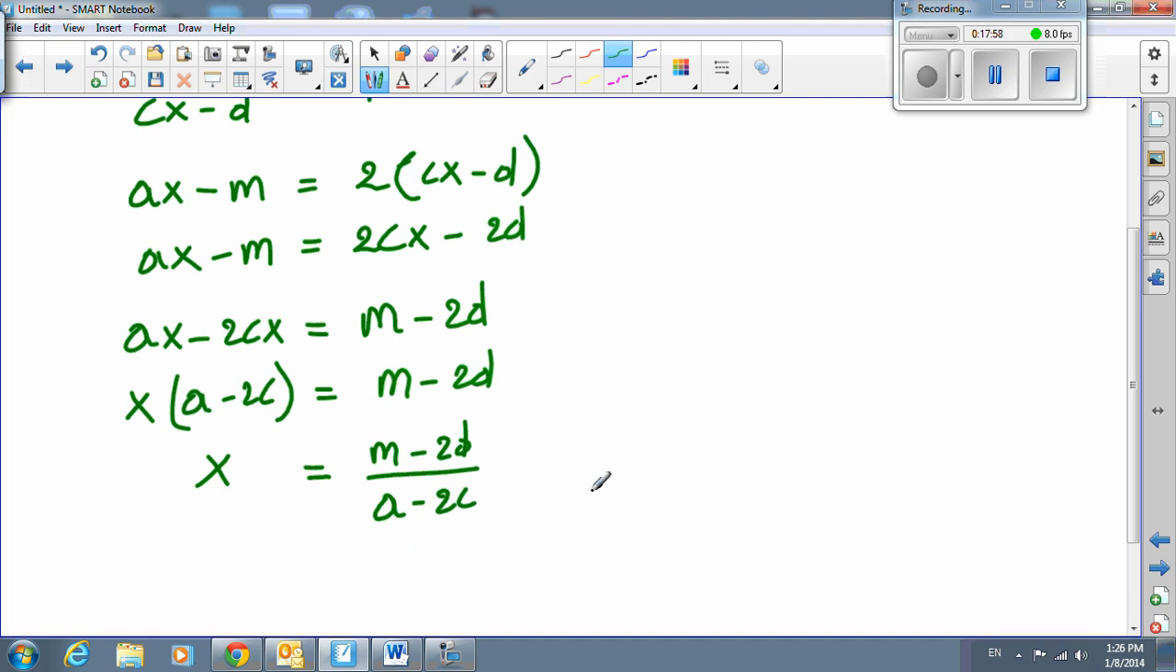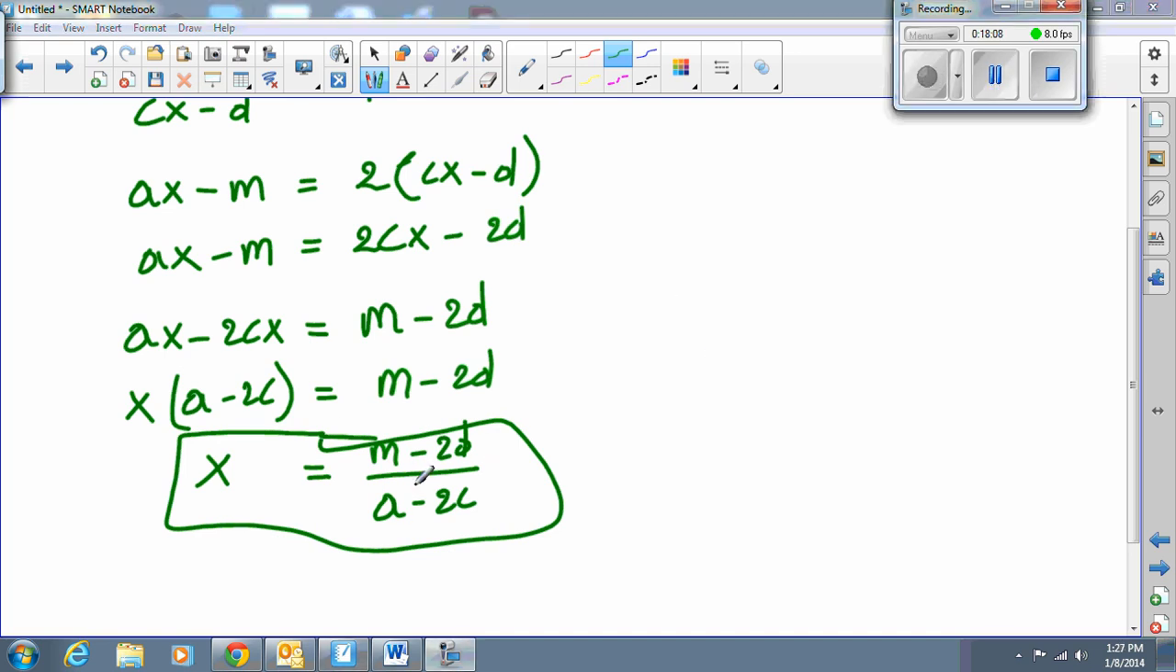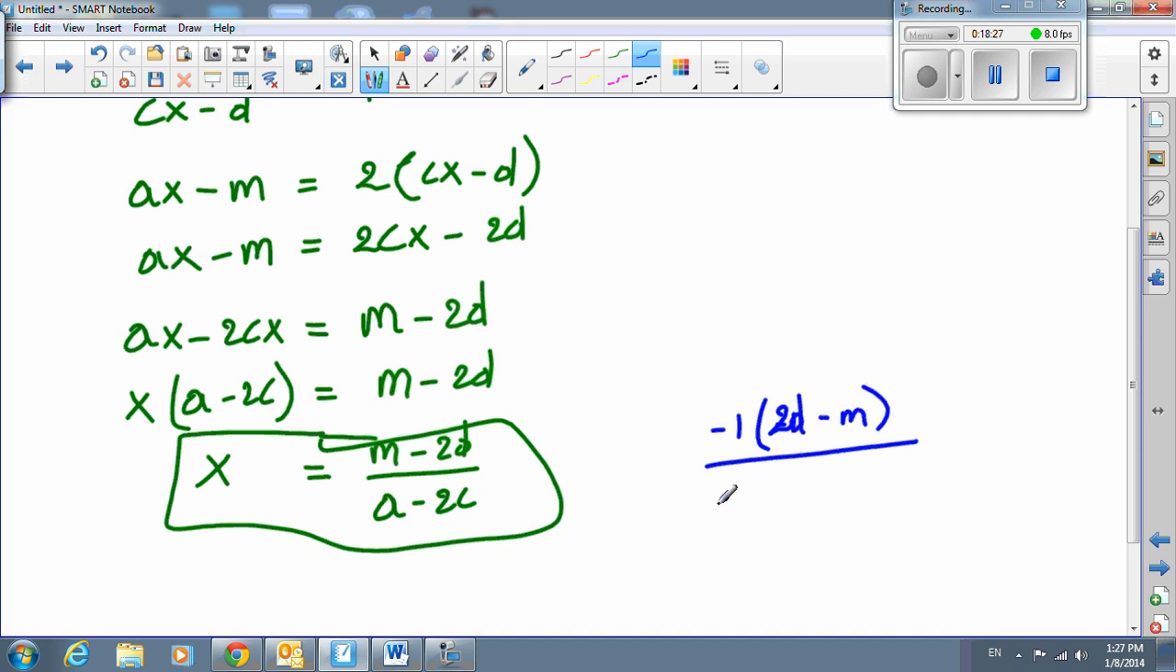And this one is your answer. Well, this is the value of x. Although this is the answer, another person could have a different answer. Well, it's different, but it's still correct. In case you factor a negative 1 on top and on the bottom, you will end up with negative 1 times negative m, or 2d minus m, over negative 1 times 2c minus a. And if I simplify the negative 1, this gives me another answer, which is 2d minus m over 2c minus a. This is correct just as much as this is. So you can write this answer or that answer.